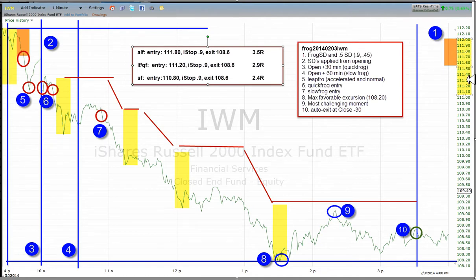Point number one, the frog standard deviation is 90 cents, so half of a frog is 45 cents. So that distance marked off here.